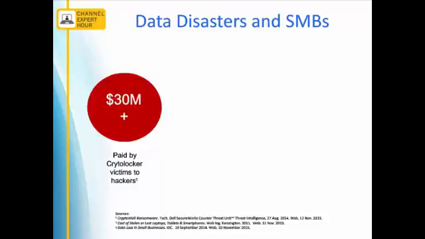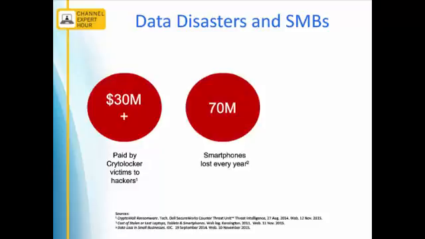So, data disasters are pretty common in SMBs nowadays. Some of the things we've got here are, in the last few years, over $30 million has been paid out by victims of CryptoLocker to the hackers. And that's a pretty serious threat to any company's financial viability. And that's something seriously important to consider.